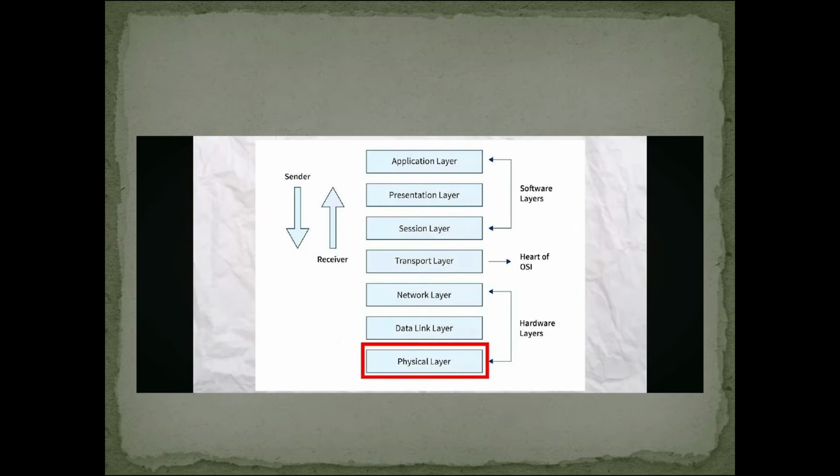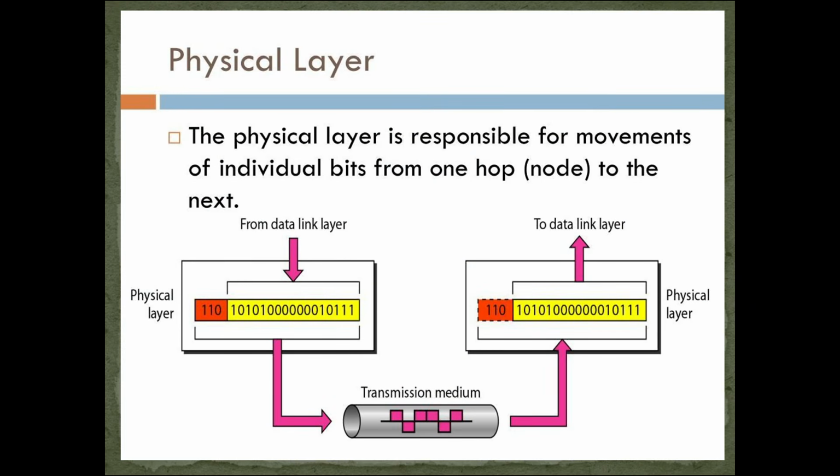Next comes the physical layer. The physical layer is responsible for the movement of individual bits from one hop to the next hop. As the computer can understand only machine language, the physical layer will convert the data into individual bits from one hop to the next hop.